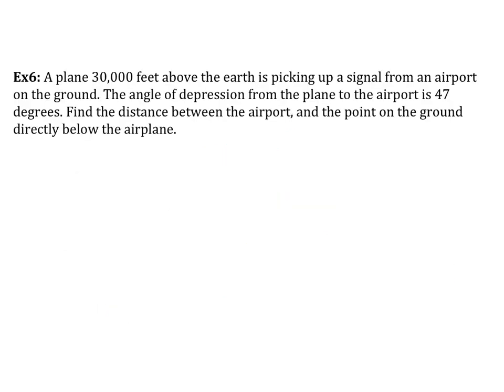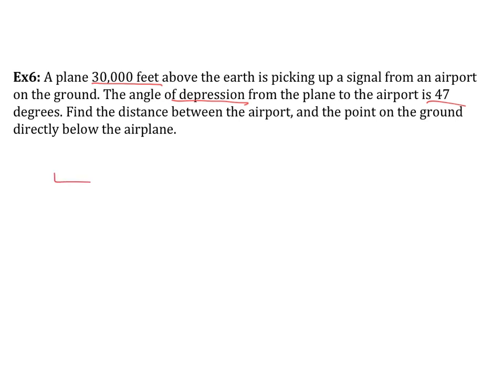All right, for our final example here, we have a plane, and our plane is going to be 30,000 feet above the Earth, and it's picking up a signal from an airport on the ground. The angle of depression from the plane to the airport is 47 degrees. We want to find the distance between the airport and the point on the ground directly below the plane.